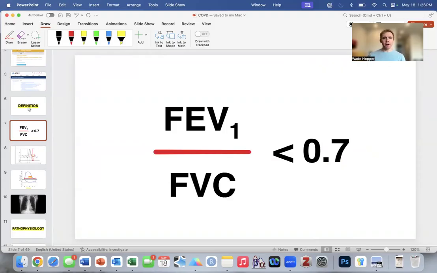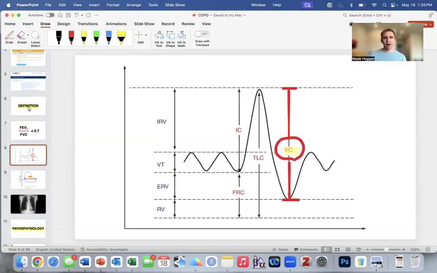Your FEV1 is your forced expiratory volume over 1 second. So it's how much air you can breathe out of the lungs in 1 second. And again, if you have obstructive physiology, you have difficulty moving air out of the lungs, and so that number is going to be diminished. And then we have your FVC on the bottom, which is your vital capacity. And your vital capacity is basically how much air your lungs move in and out with one breath.